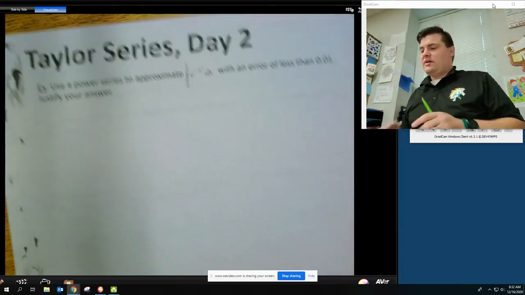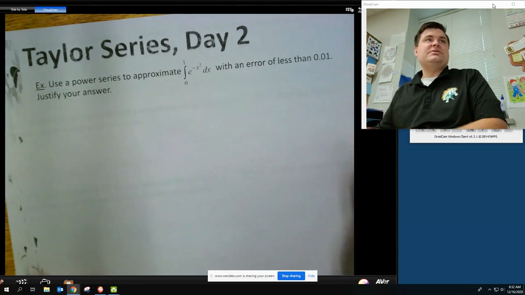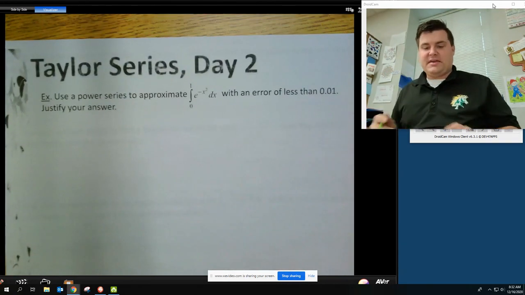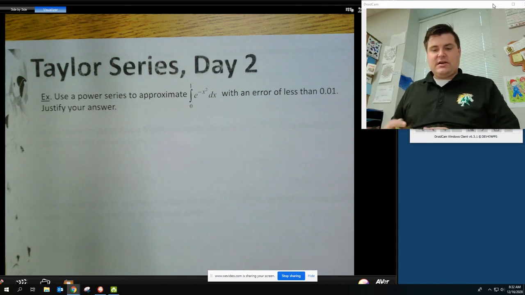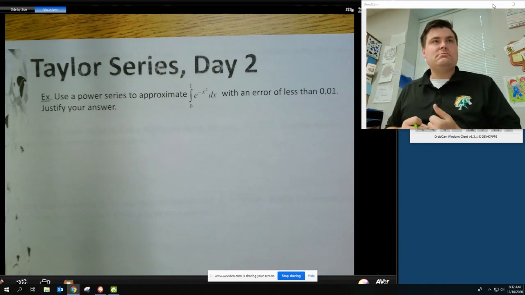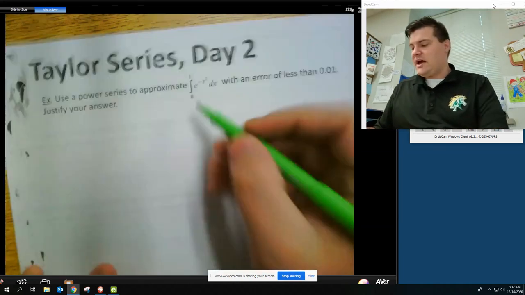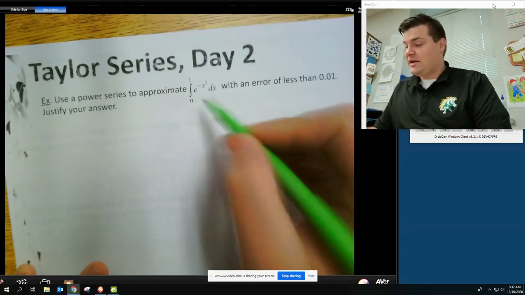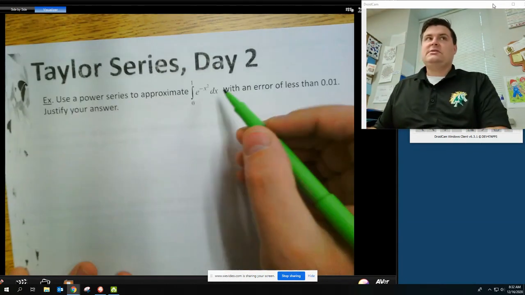Day 2 here of the Taylor series. So now we're going to start to use these series to help us with some of our integration, because integration is kind of where things get weird. So we cannot integrate this, by the way. It's impossible for us to integrate this in its current form.